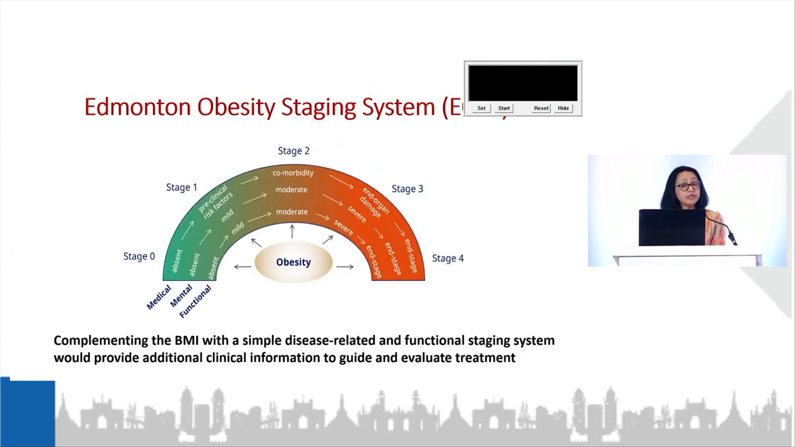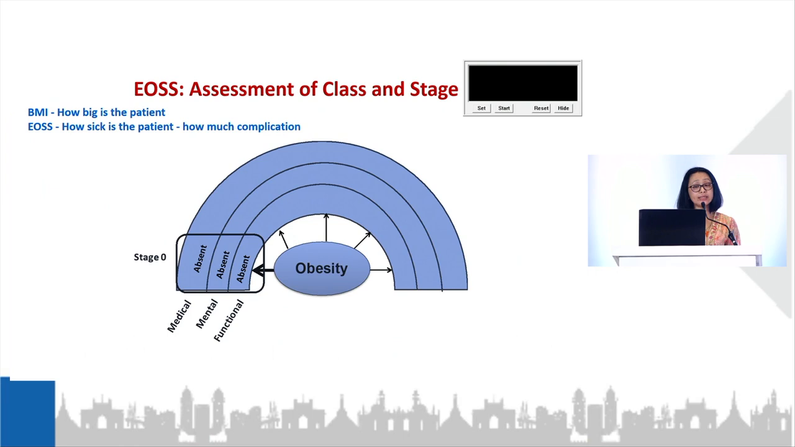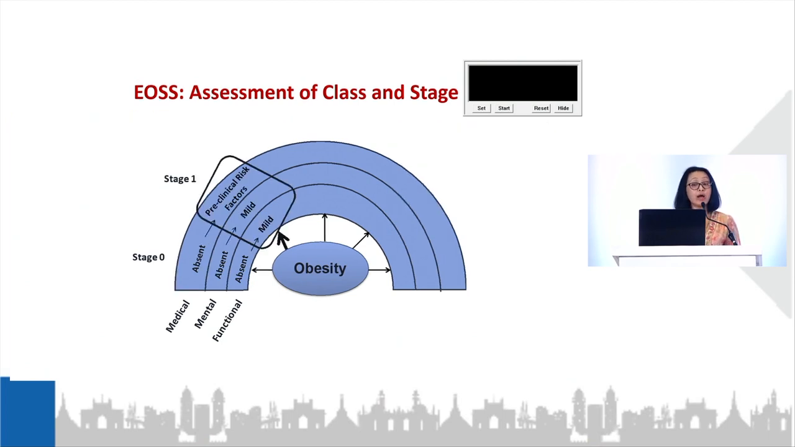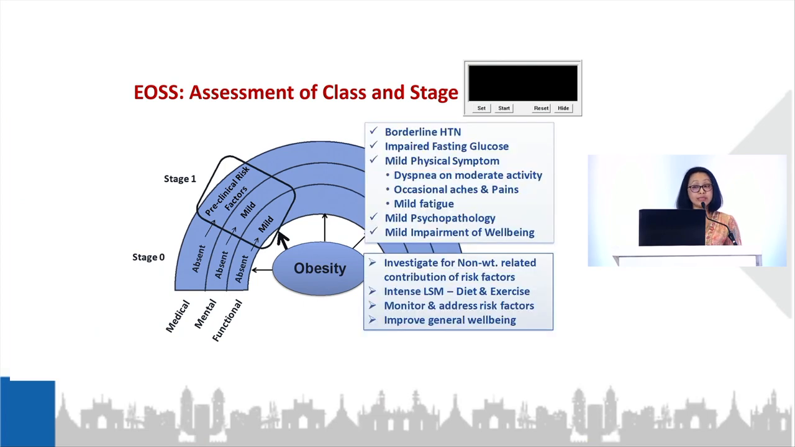So the Edmonton obesity staging system complements the BMI, and takes into account the presence or the absence of complications, and if the complications are present, what is the extent or the degree of the complications. So it has 5 stages. Stage 0, no complications, whereas stage 4 could be end organ involvement. To take an example, in stage 0, the patient may have an obesity-related BMI, but still there are no other complications, whereas stage 1 is preclinical, so obese by the BMI criteria, but has borderline hypertension, impaired fasting glucose, mild physical symptom impairment, etc.